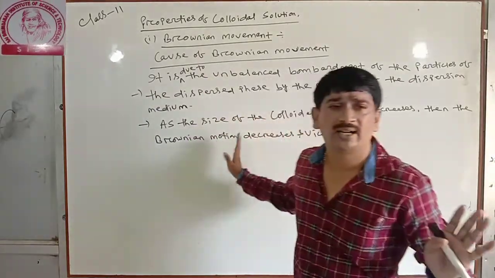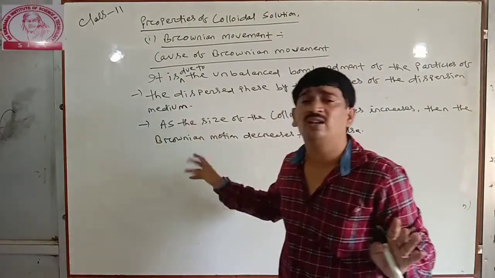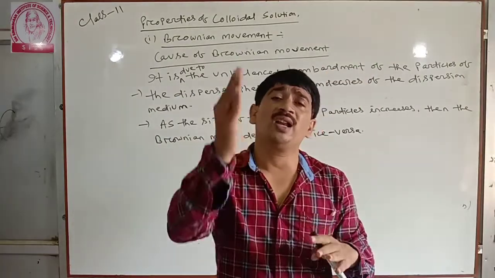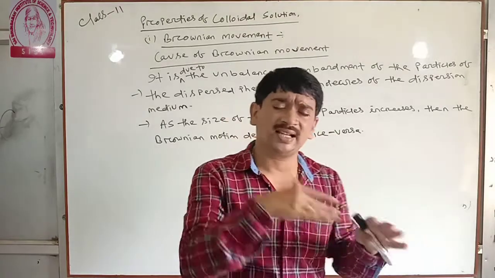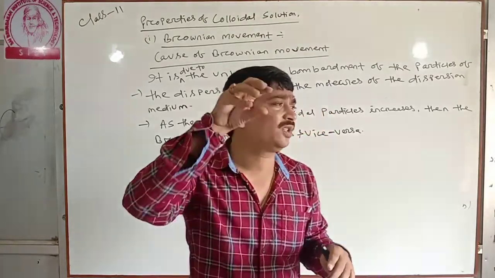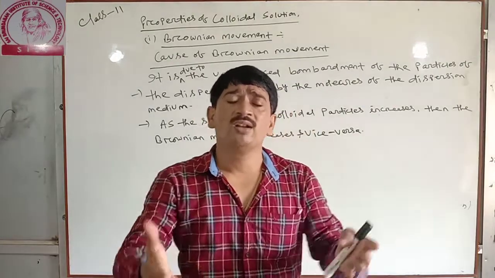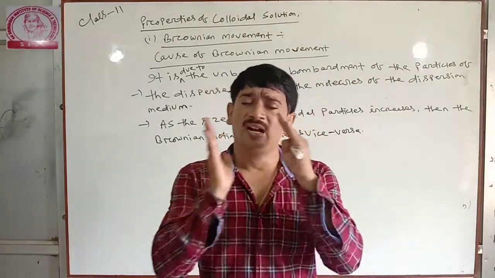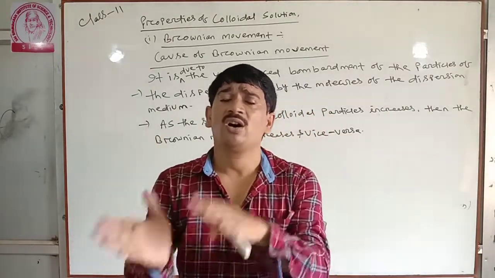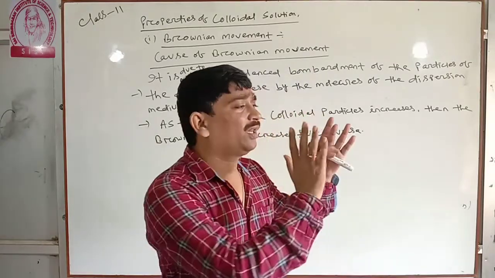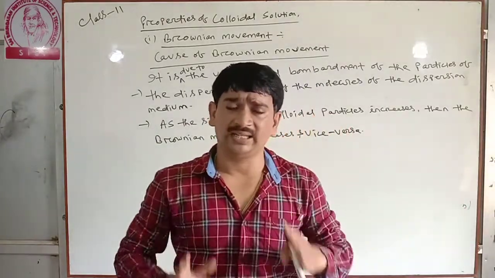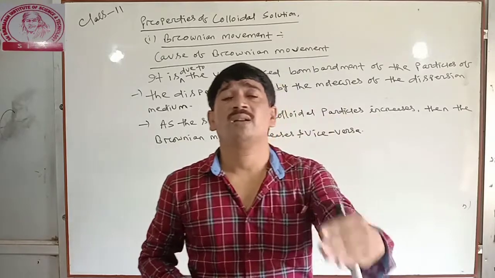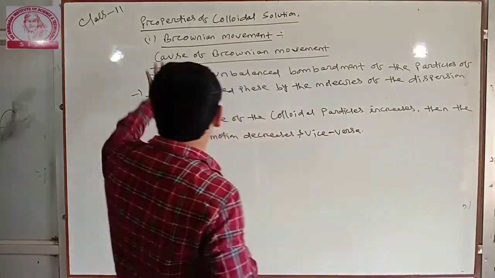Then you can also mention the size and viscosity. Smaller the size and viscosity, faster the Brownian movement. Smaller the size of the colloidal particles and viscosity, greater the Brownian motion or greater the Brownian movement. Larger the size of the colloidal particles, and larger the viscosity, Brownian motion decreases. Clear? So this is all about that.